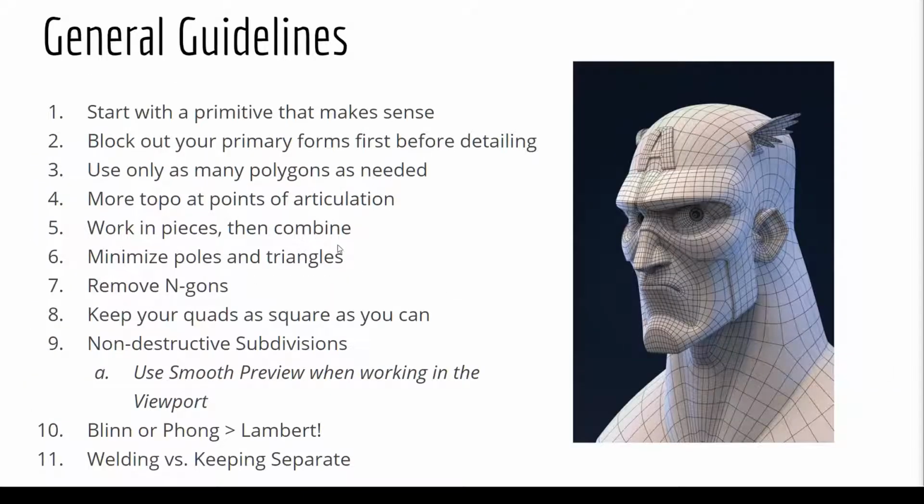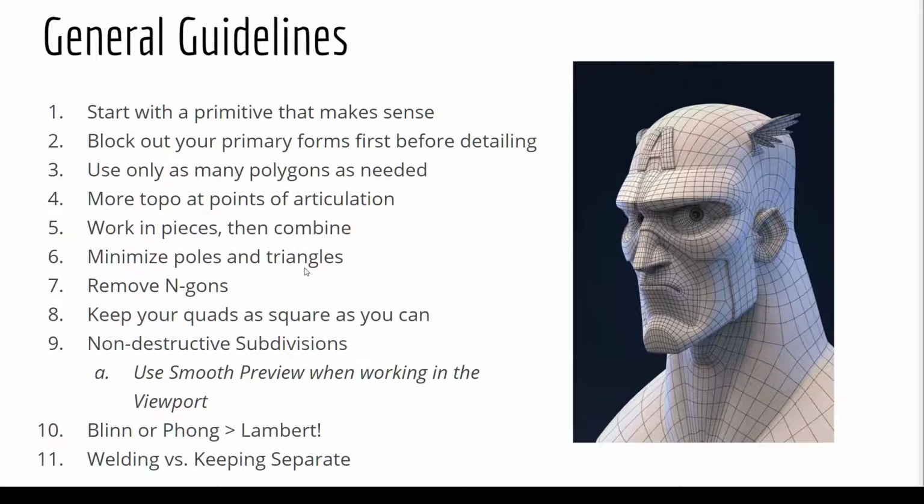While you want to minimize poles and triangles, you want to completely remove n-gons. This is a point of contention between different artists, but my opinion is that, especially as you're learning, and especially when you don't necessarily know when it's good to have n-gons and you can get away with it, and when you want to not have them, it's best to just not have them at all. So n-gons are those polygons that have more than 4 edges to them.